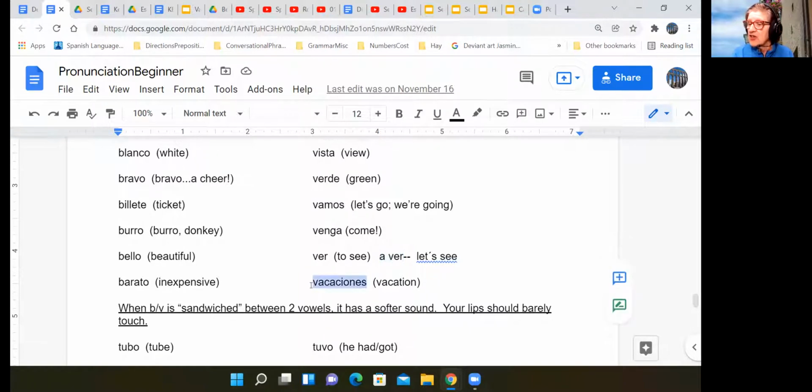And the word for vacation, which in Spanish is always a plural word. It can never be vacación, singular. It's always plural: vacaciones. And it'll never have a sh. I know we say vacation, but it'll be vacaciones.